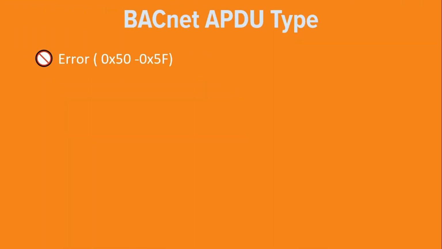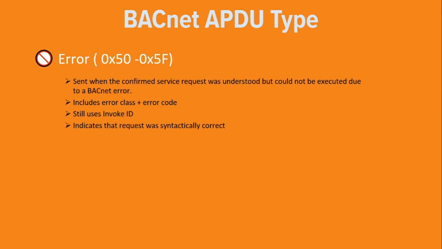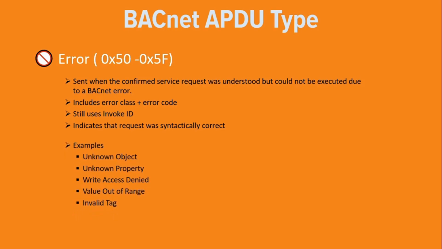An error is sent when a confirmed service request was understood but could not be executed due to a BACnet error. It includes an error class and an error code, and still uses the invoke ID to match the original request. Sending an error indicates that the request was syntactically correct, but something prevented it from being processed. Common examples include unknown object, unknown property, write access denied, value out of range, and invalid tag.